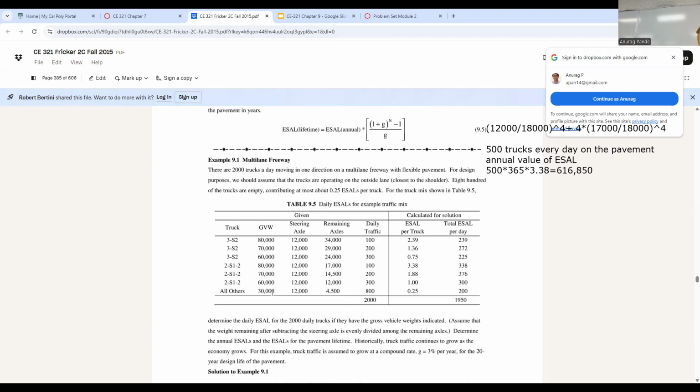And you will not worry about how the load is distributed on this last one because they give you already that the ESAL is 0.25. So you're not going to worry about that. And then you can compute the daily ESAL by multiplying the individual truck's ESAL and then multiplying that by the number of trucks. So this times this gives you this. This 0.75 times 300 gives you 225.